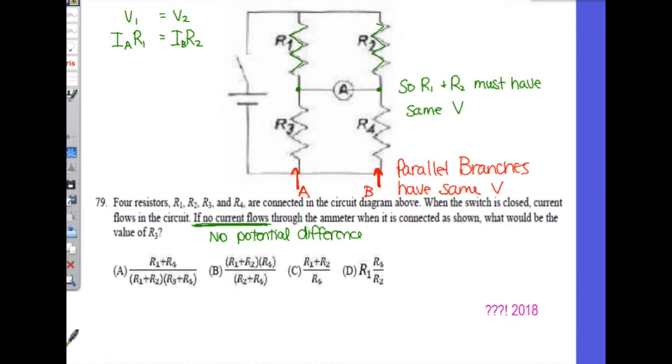Alright, so let's look at the branches now. We know they also have the same voltage. They always do. So the voltage in branch A is equal to the voltage in branch B. And V equals IR, so the voltage in A is the current in A times the resistance. And these are in series, so the resistance in this branch will be resistor 1 plus resistor 3. And now the voltage in this branch, V equals IR. So it'll be the I in branch B, and the resistance in branch B is R2 plus R4.